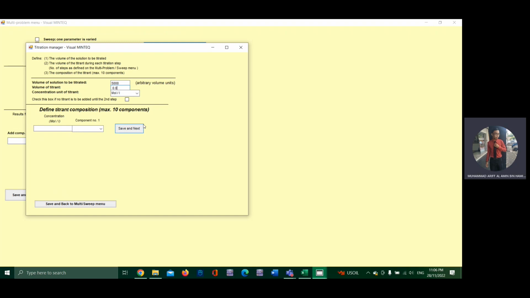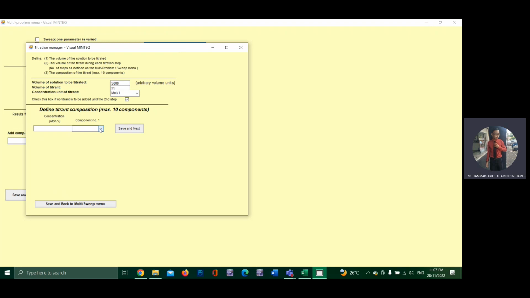5,000. So the volume of titrant, in the question, it said that we need to use 25 liter increment. So in the 25 liter increment, and then the unit is mole per liter. We need to check this box for no titrant is to be added until the second step.